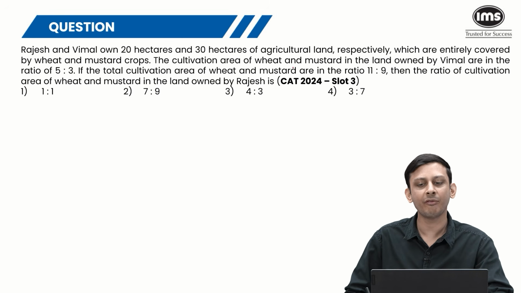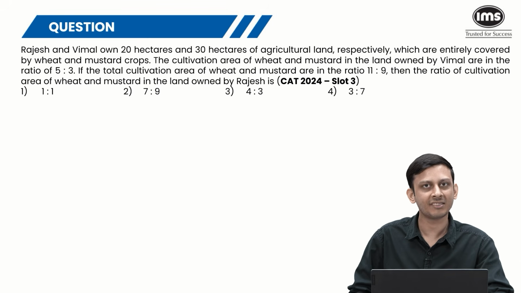The cultivation area of wheat and mustard in the land owned by Vimal are in the ratio 5:3. Total cultivation area of wheat and mustard are in the ratio 11:9. Then the ratio of cultivation area of wheat and mustard in the land owned by Rajesh will be what?